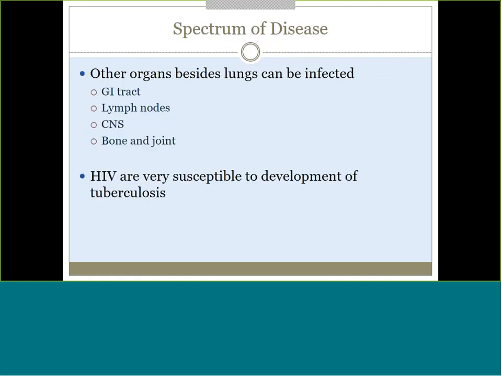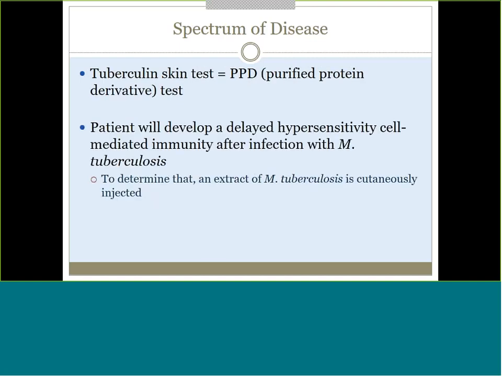Now, it can infect other organs besides just the lungs. It will spread. It can go to the GI tract, lymph nodes, CNS, bone, and joints. So it's a very severe disease. It's not just a little bit of coughing. It's definitely spreading throughout your body, disseminating, if you will. People who are immunosuppressed, such as with HIV, are very susceptible to getting it, and when they get it, they have a rough time fighting it off. It's very hard on them.